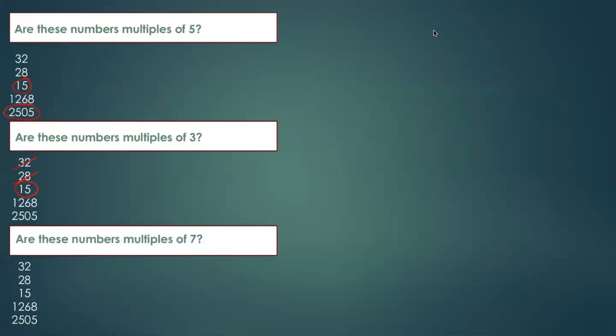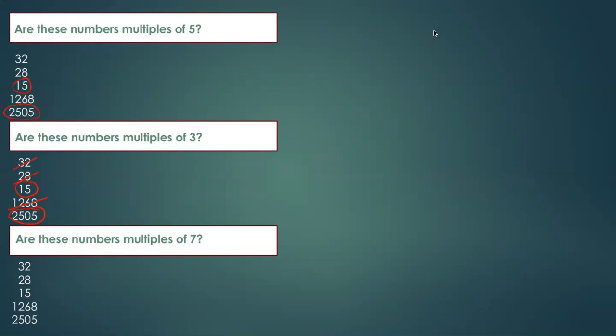And then we've got 1,268. So 1 add 2 is 3, add 6 is 9, 9 add 8 is 17. So that number is not a multiple of 3. And then we've got 2,505. 2 plus 5 is 7, plus 5 is 12. 12 is in the 3 times table, so 2,505 is also a multiple of 3. We could say that 2,505 is a common multiple of 3 and 5.